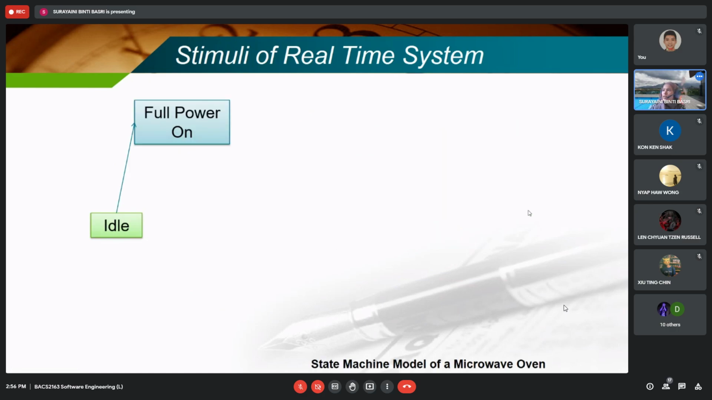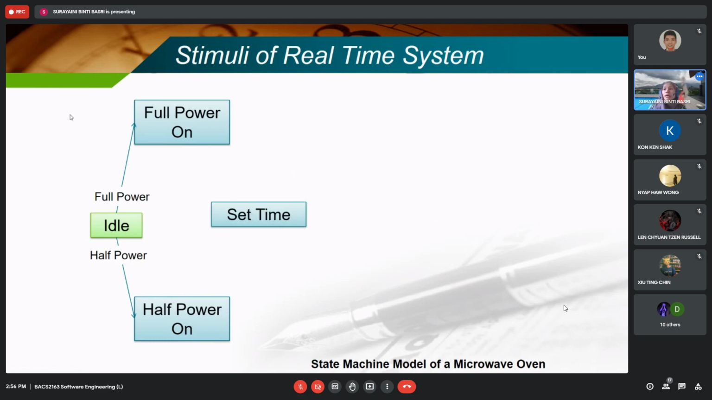Okay, so this is an example of the state machine model for a microwave oven. You will learn about the state machine model, I think maybe in your next semester. But this is the example of the diagram or model for the state machine model for the microwave oven.